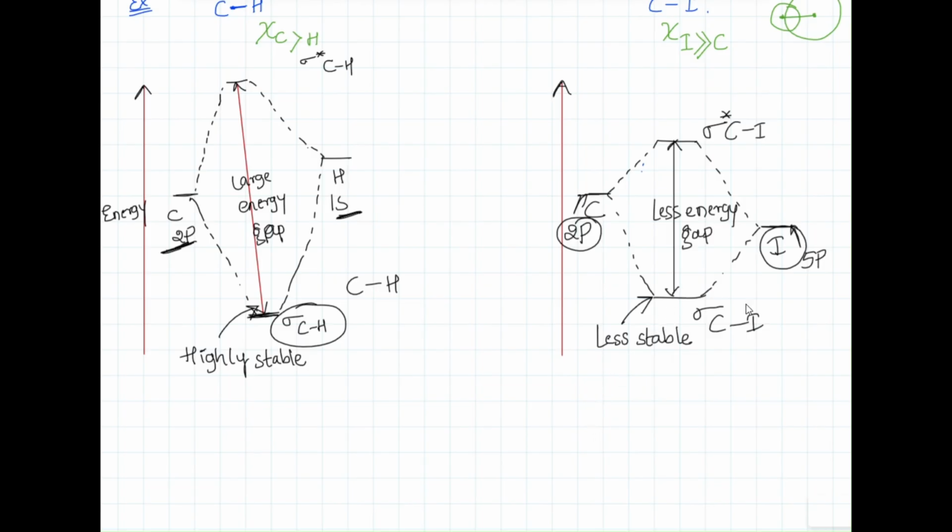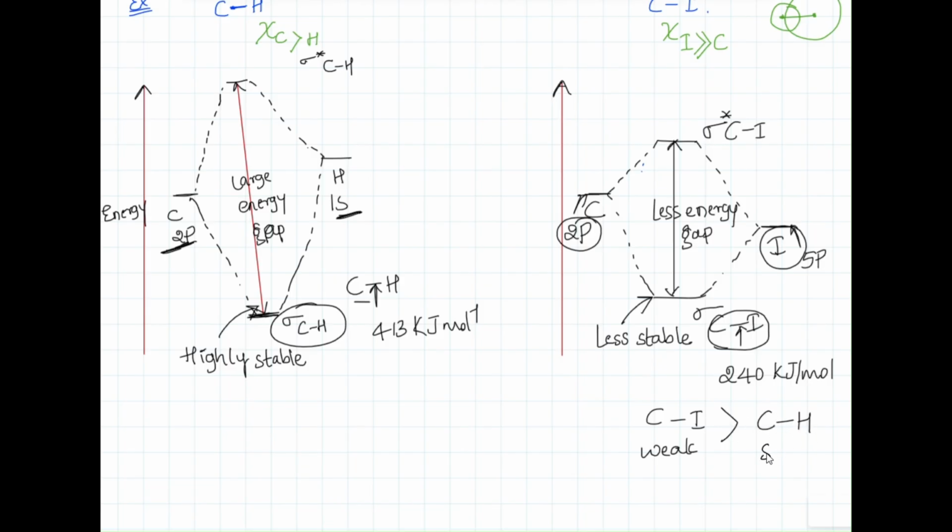The bond dissociation energy of the C-H bond is 413 kilojoules per mole. But the bond dissociation energy of carbon and iodine is 240 kilojoules per mole. This is due to the less stability of C-I and the more stability of C-H. Hence, the bond between carbon and iodine is weak compared to carbon and hydrogen, which is a strong bond.